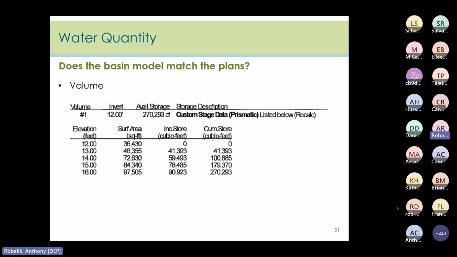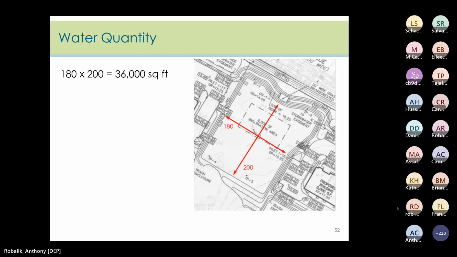Okay, next thing that we're going to check is if the shape and volume of the basin match what they're actually going to construct. This is from the Stormwater Management Report. It shows the elevation versus the surface area for the different levels of the basin from an elevation of 12 feet to 16 feet. So we could check one or two of these and see if they're correct, and if they are, we can assume that the others are also correct.